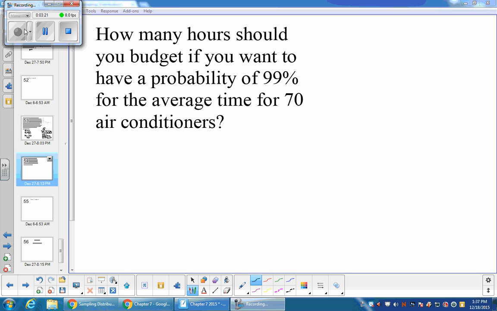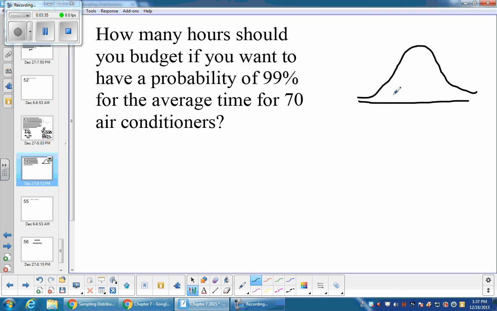Now it says how many hours should you budget if you want to have a probability of 99% for an average time of 70 air conditioners. So I want to make sure we're able to do it 99% of the time. So we're saying that this is 0.99. We want to find that value down there.